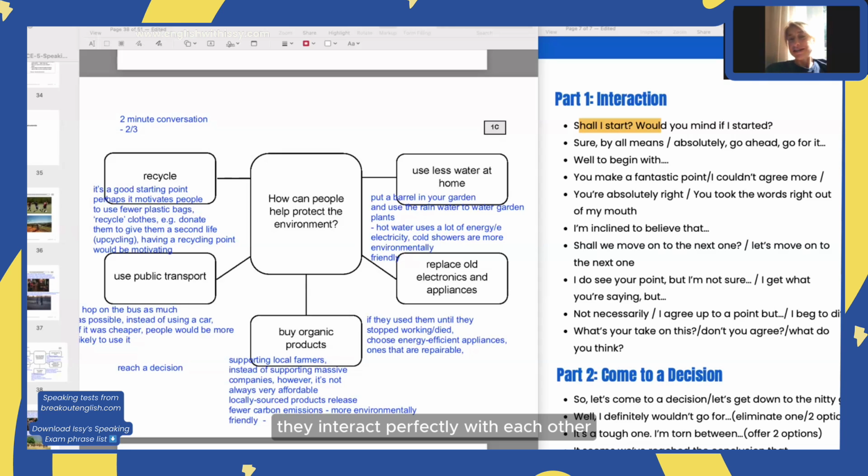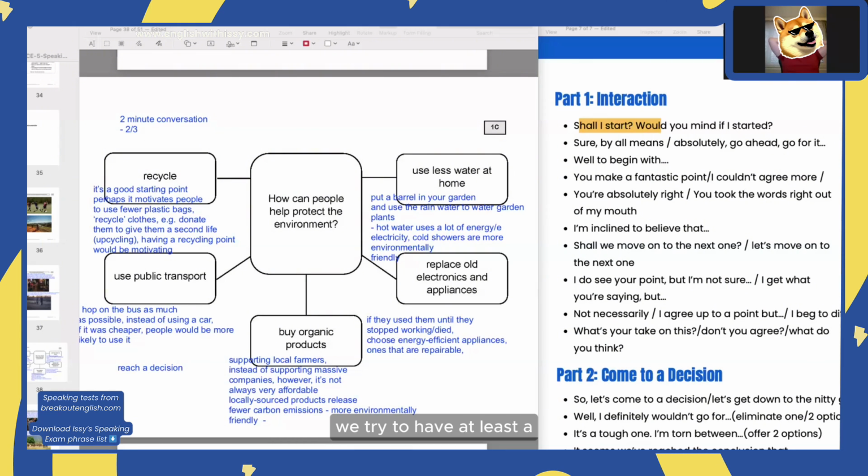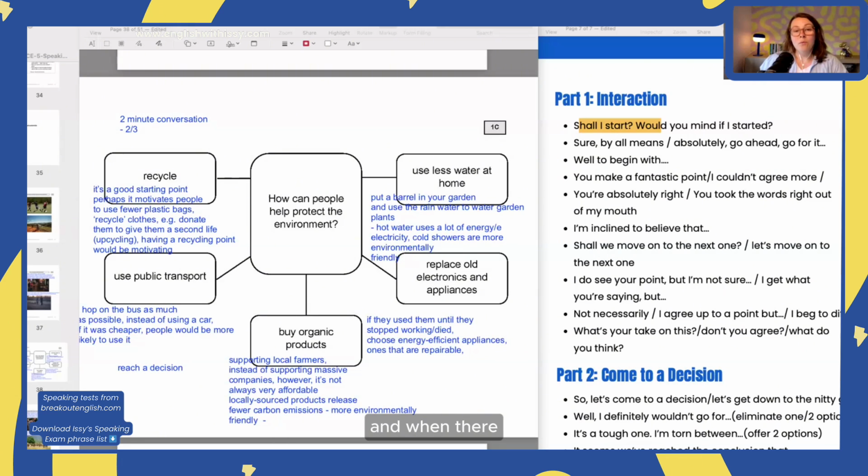They interact perfectly with each other. Mm-hmm. We try to have at least... what is that? There weren't many quiet spots.